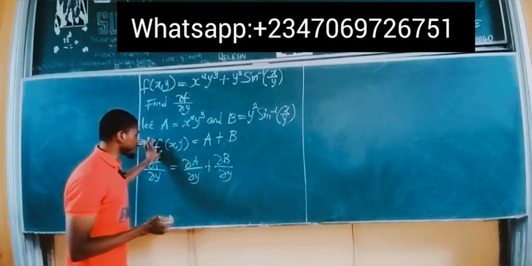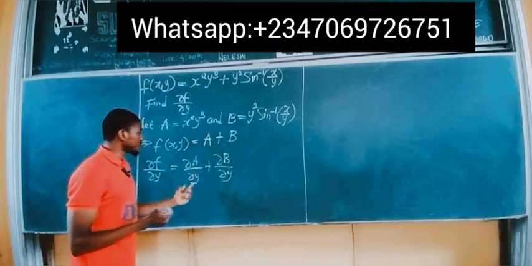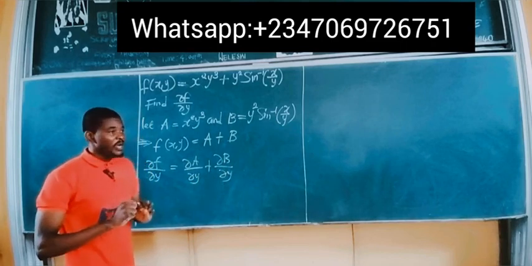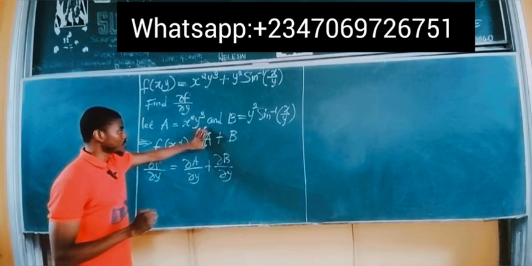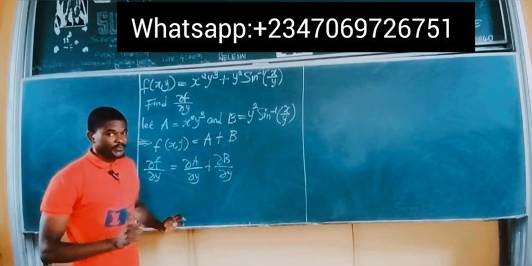So if I differentiate this function with respect to y, it means I'm differentiating a with respect to y, and I'm also differentiating b with respect to y. So all I need to do is differentiate a with respect to y and then differentiate b with respect to y, plug it into this equation, and I'm done.